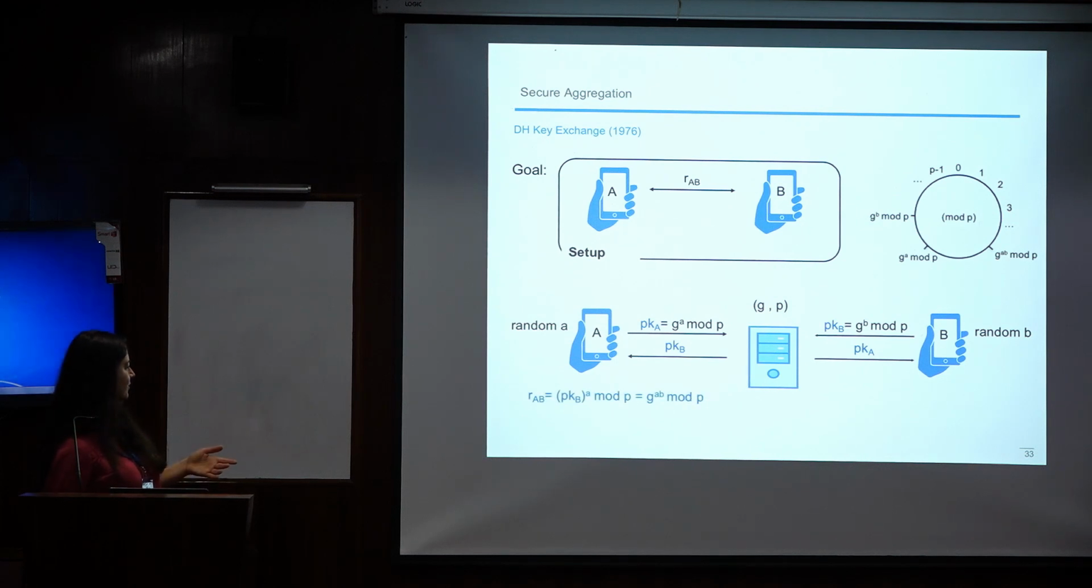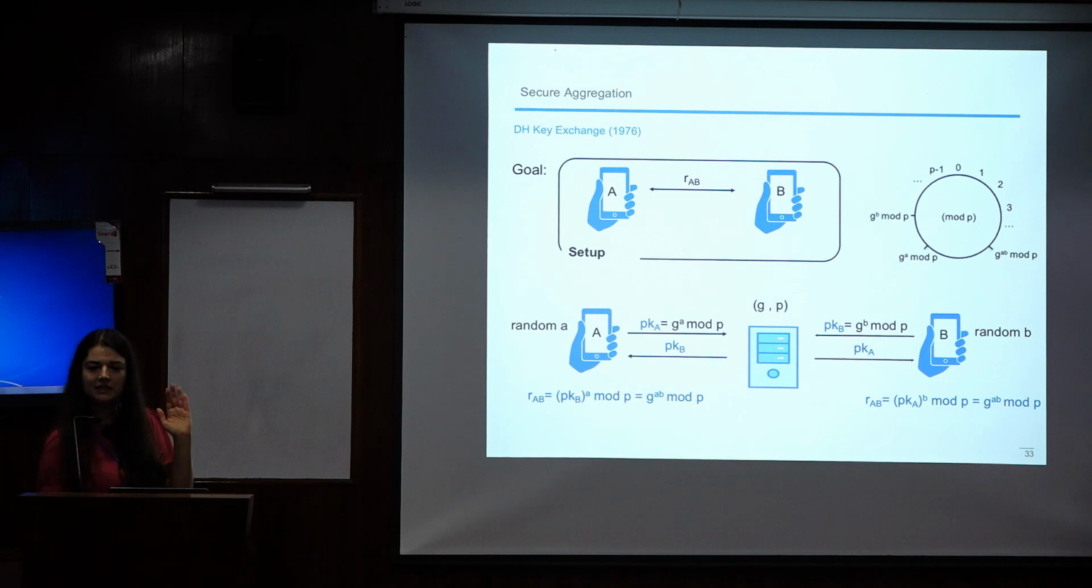And then what the first user can do, so it received G to the B. It can raise it to the power of A, which is his secret, and get G to the AB. And the other party received G to the A, so it raises it to the power of B and gets G to the AB. So you see that they both come up with the same number. You need to apply some hashing later, but I'm not going to go into that because here you are not getting all the possibilities. So you see that both of them get the same random number, okay?